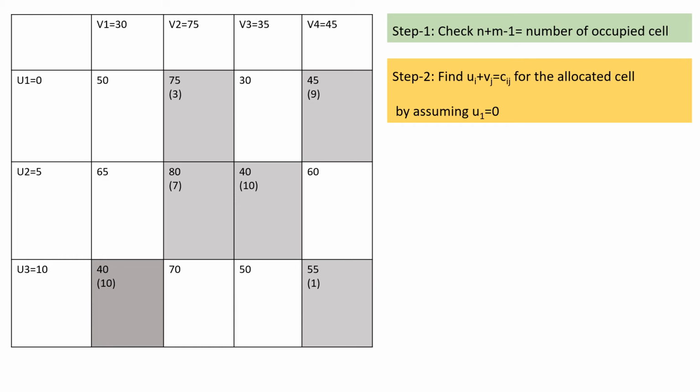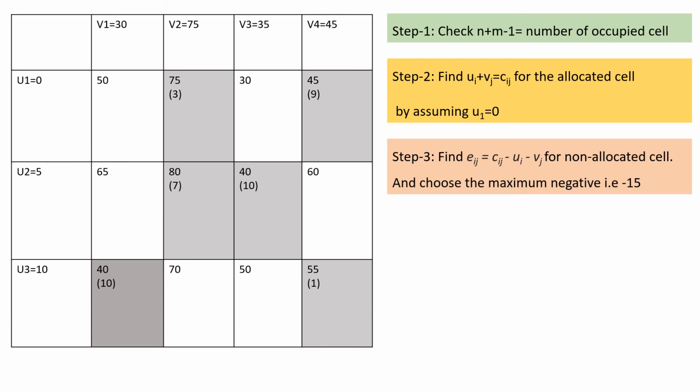So u1 0 plus v2 equals 75, so v2 equals 75, and 0 plus v4 equals 45, so v4 becomes 45. Using the same procedure, we can get the u and v values for all the allocated cells. And now, step 3, we have to calculate eij for the non-allocated cells.